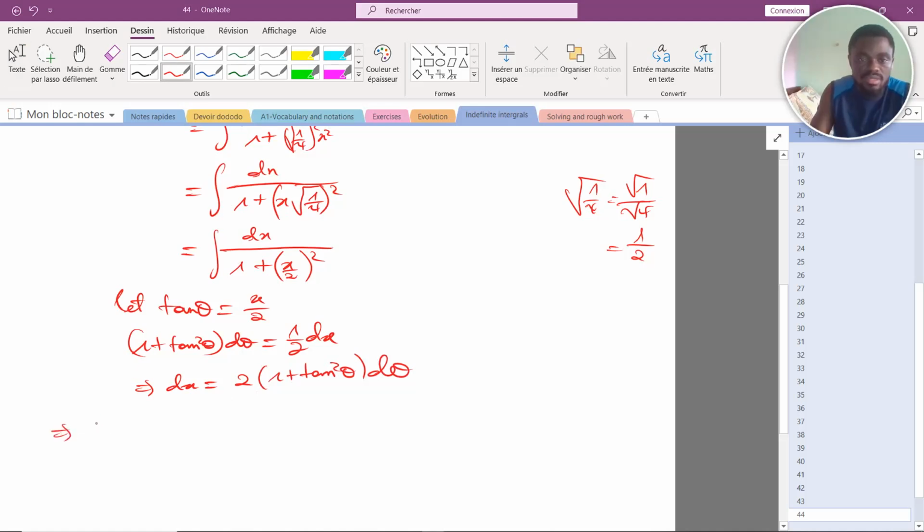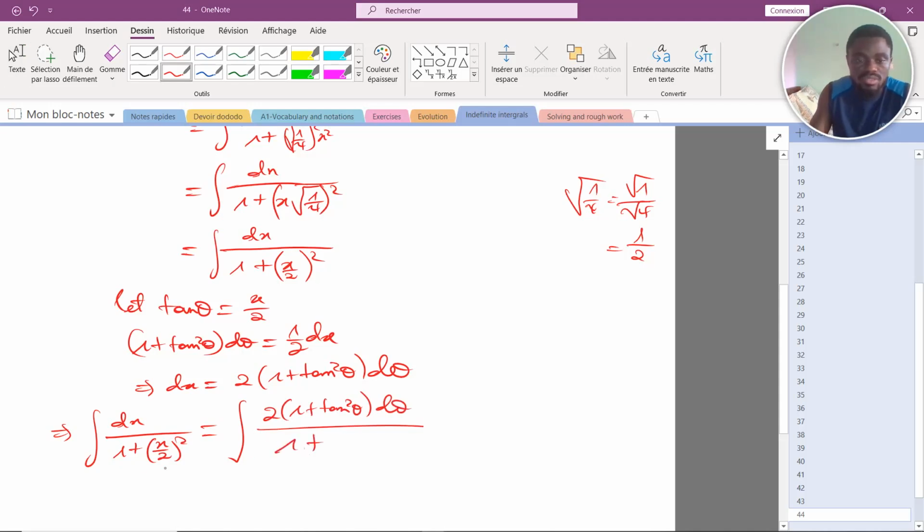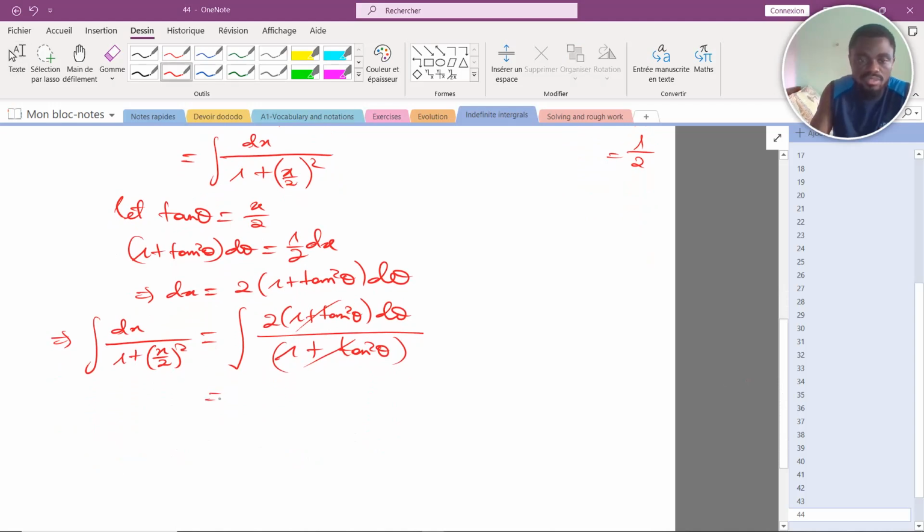So the integral of dx over 1 plus x over 2 squared will be equal to what? The integral of, I substitute the top, which is dx, 2 into 1 plus tan squared theta d theta, all over 1 plus this x over 2, which is the same as tan theta, so with the square this becomes tan squared theta. You see that this and this go, so we'll be left with 2 into the integral of d theta, which is equal to theta plus a constant of integration c3.